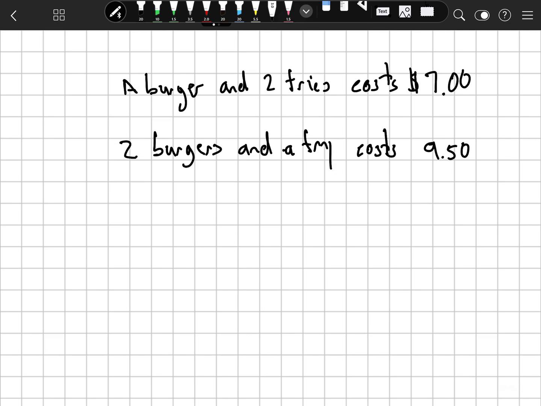A burger and 2 fries cost $7. A burger, let's make that x. Fries, let's make that y. So x plus 2y equals 7. And 2x plus y equals $9.50. So we want to figure out what the cost of one burger and one fry is.